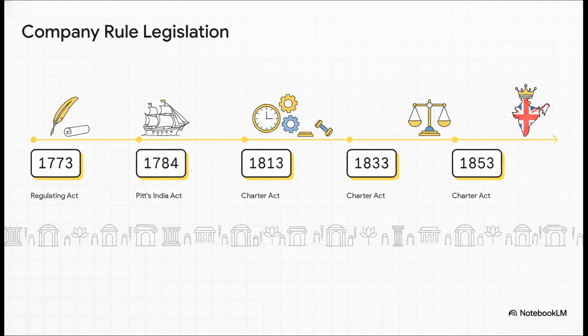Think of this timeline as our roadmap for the first part of our journey. It lays out the 5 big legislative milestones that really define the company's rule, starting with that very first attempt at regulation and ending right before the Crown took over everything.